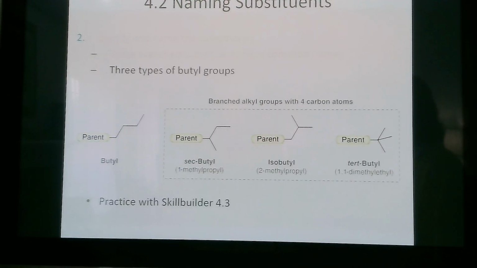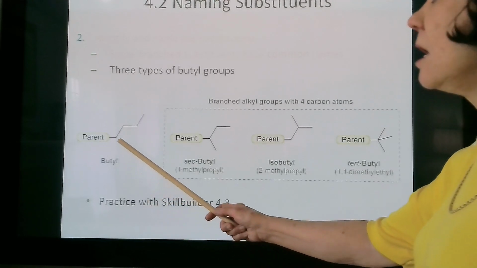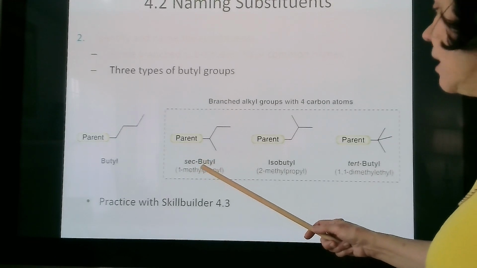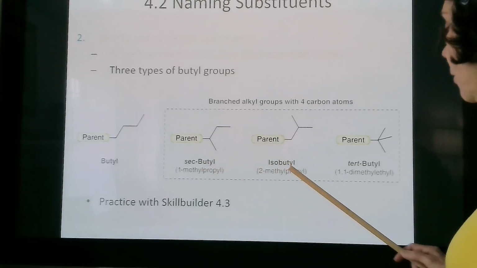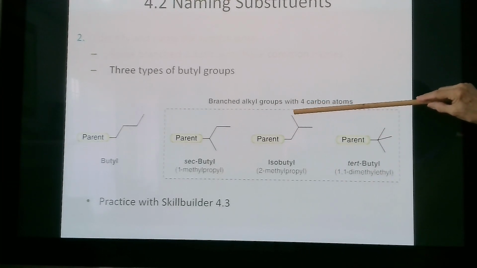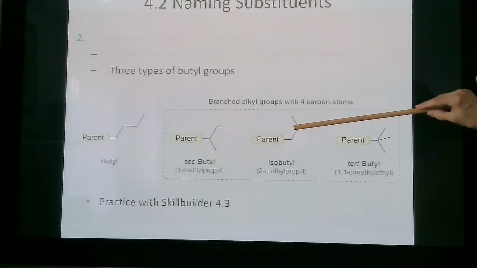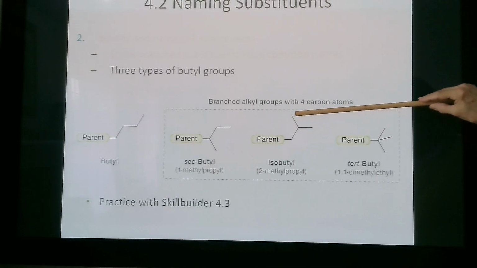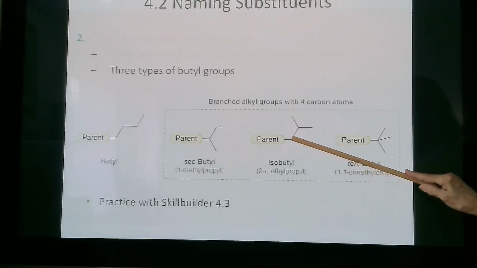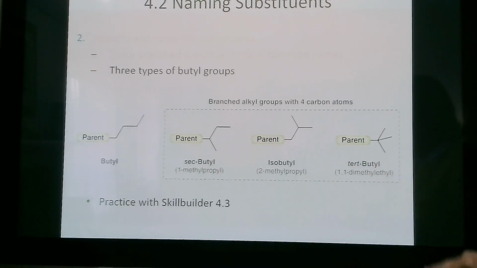There are 3 types of branched butyl groups. So there is the straight chain butyl. Then there is the sec-butyl, isobutyl, and tert-butyl. Notice the isobutyl has this CH3, CH, CH3. The iso tells you that you have that same branching that you saw in isopropyl. So it's the same as isopropyl, except you have this CH2, this methylene group here.